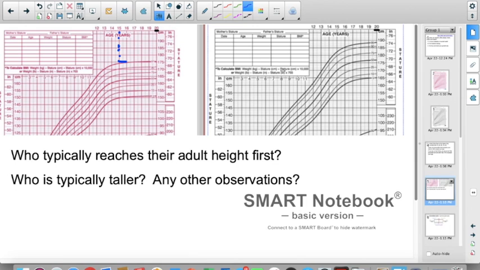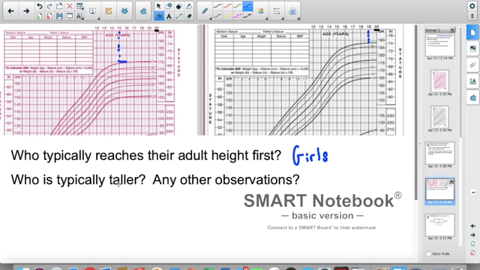Now, if we look over on this side, males are still getting taller. They start to level off at about age 19, right? Going up, and then it starts to level off right about here, age 19. So who reaches their adult height first? Well, females, girls. They reach it at age 15 compared to males who reach it at age 19.